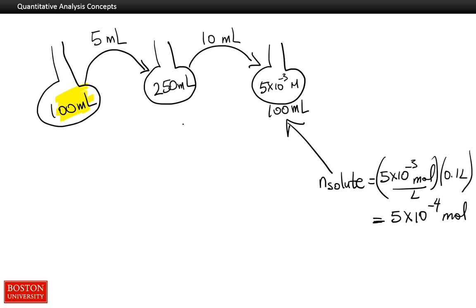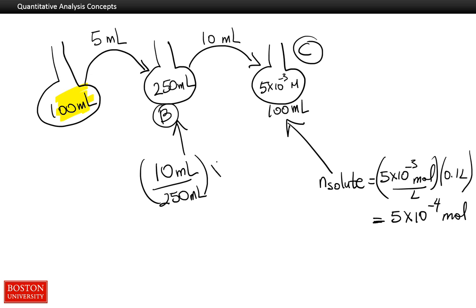Now, that's great, but we want to know how many moles of solute are in here. Now, they're not the same. The number of moles of solute in, let's label this solution C, are not the same as the number of moles of solute in solution B. The number of moles of solute in solution B are much larger because C's moles of solute came from 10 milliliters of the total 250 milliliters of solution. So if 10 milliliters out of 250 milliliters times some total number of moles of solute X is equal to 5 times 10 to the minus 4 moles, then X must be 125 times 10 to the minus 4 moles of solute.